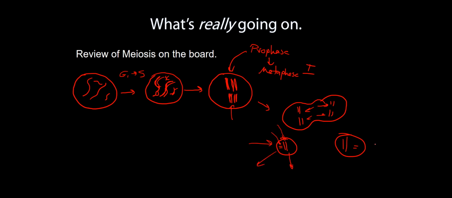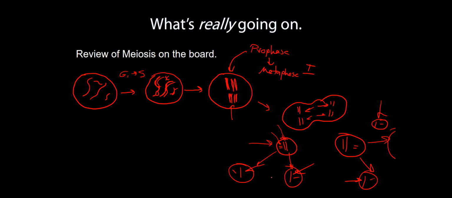And then each one of these cells goes through meiosis 2, so that by the time we're done, each one of these has a long and a short. So 1, 2, 3, 4 gametes, each with a long chromosome and a short chromosome. And so Mendel's factors, as we know today, turn out to be the chromosomes which have genes along them. So the factors are actually the individual genes.